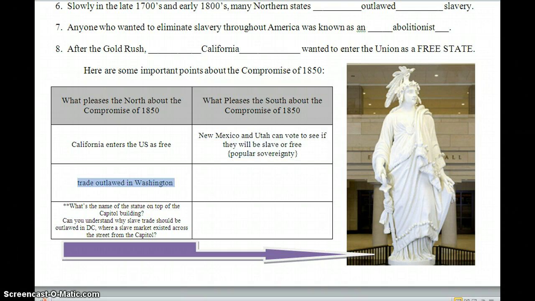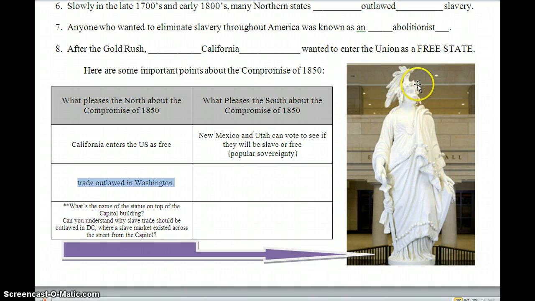Back to the northern side, slave trade is going to be outlawed in Washington, D.C. The Northerners like this. This is a big move for the abolitionists and the freedom people because they're currently building, as this compromise is being reached, a new dome on the Capitol building. Most of you have been there. You have seen this statue on the top of the building, or you've seen this plaster mold of a statue inside the Capitol building where we have been to visit.